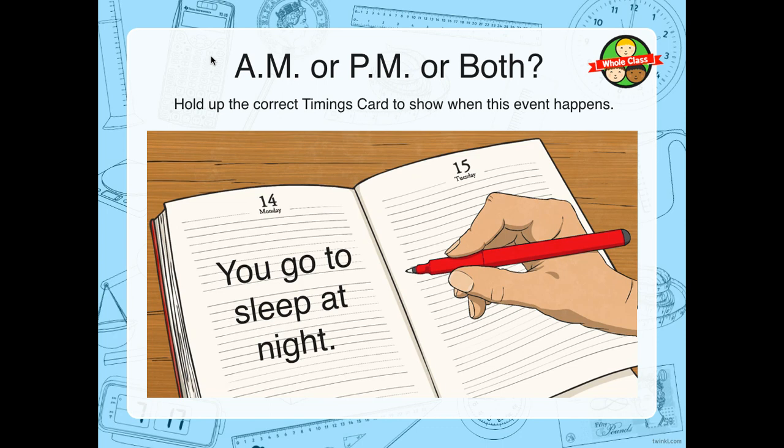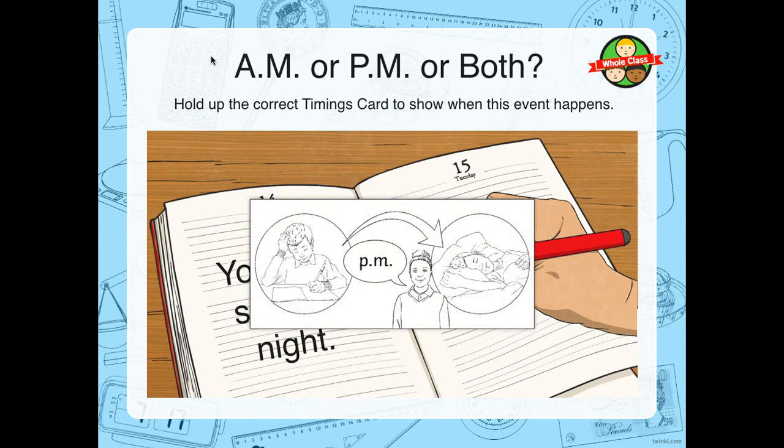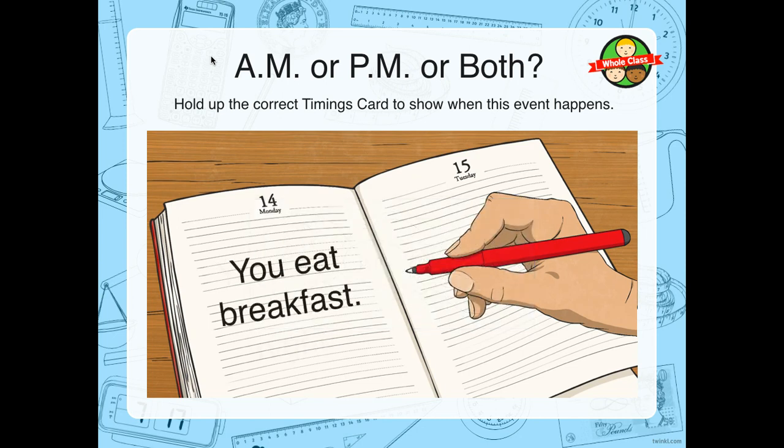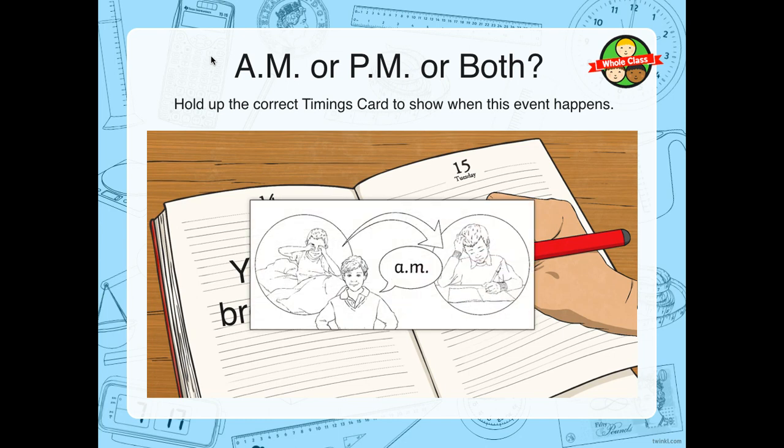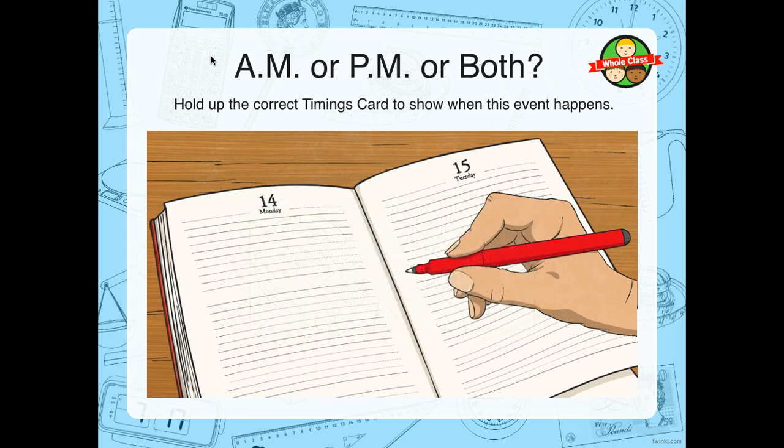We could do that maybe on Christmas or New Year's Eve, when people actually go to bed really, really late. Okay. But most of the time, we go to bed during PM time. Okay. Next exercise. You eat your breakfast. It's one of the first things that you do in your day, and you eat your breakfast in AM time, right? About 8 a.m., 7 a.m., depends.